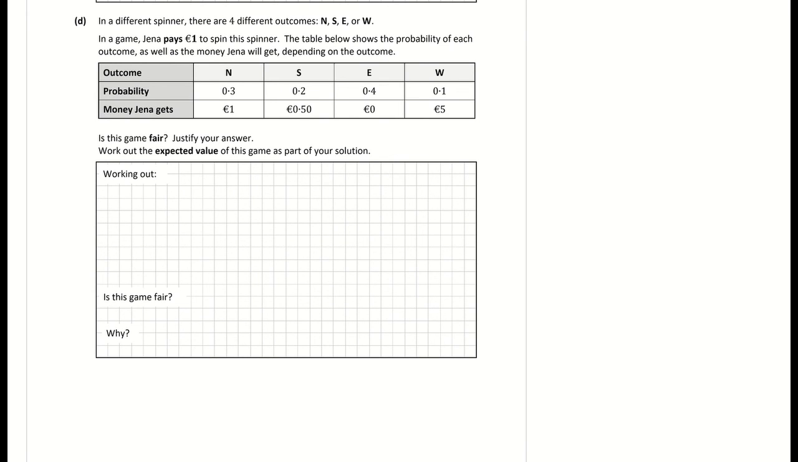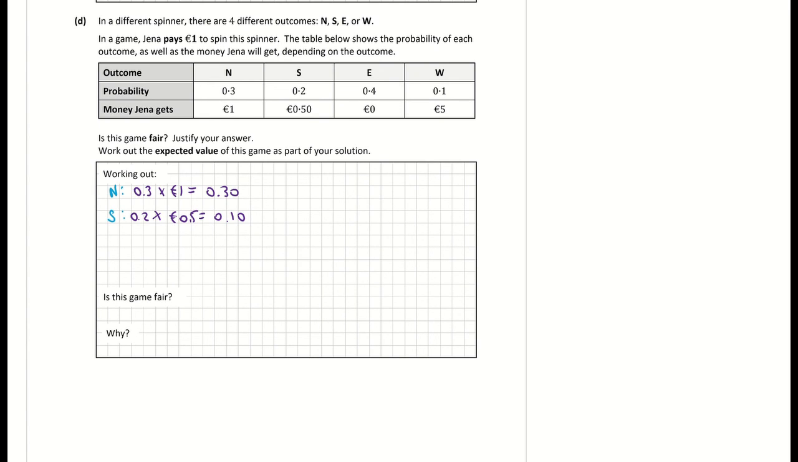So to calculate the expected value, we multiply the probability by the amount of money that the person wins. So the probability here for N, so let's start with the N. We have 0.3 as my probability, and I'm multiplying that by the amount that I win, which is giving me a value of 0.30. So 30 cents in other words. Coming to the S then, the probability of winning is 0.2, multiplying that by the amount that I win. So on average, I'm winning 10 cents, 0.10 euro.